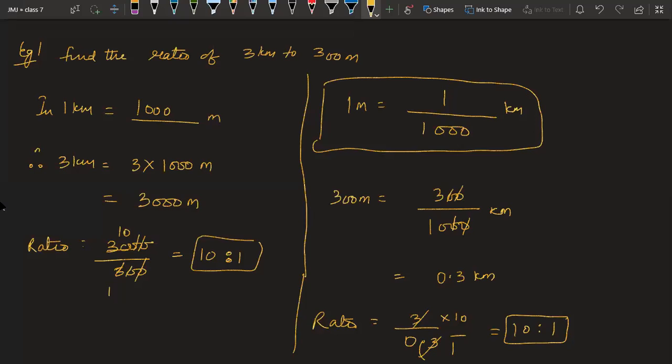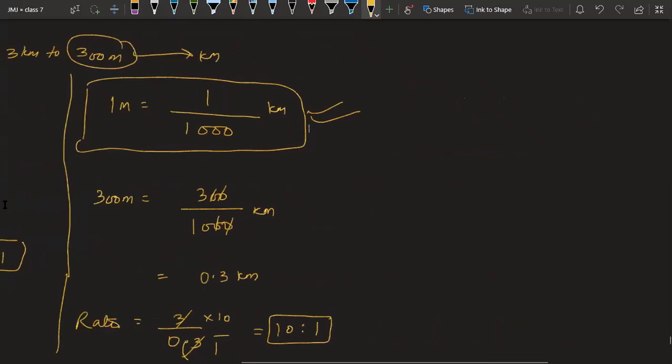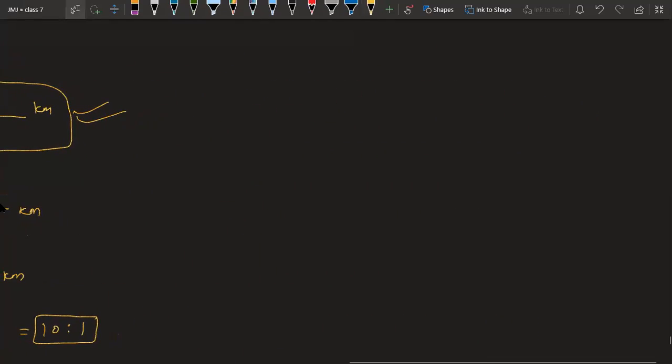Sir, please explain the second way, Lavya. Lavya, in the second way, I tried to convert this 300 meters into kilometers. For that, I need the conversion formula, and the conversion formula is 1 meter is equal to 1 upon 1000 kilometers. Now you must be asking, sir, from where you got this conversion formula? For that, please go back to chapter number 2. I gave you a line: King Henry died, mother did not cry much.